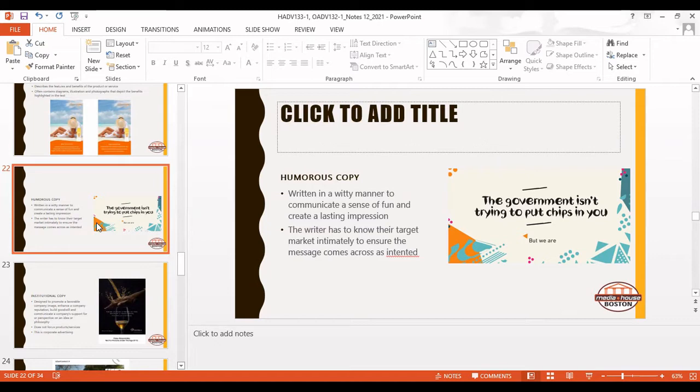This is a funny one because, remember, there are so many conspiracy theories that the world will get to years where people would be required to have chips so that the government can monitor where they are going and things like that. So now they're saying the government isn't trying to put any chips in you, but we are. You see, they are selling chips actually. So that's a very humorous one.